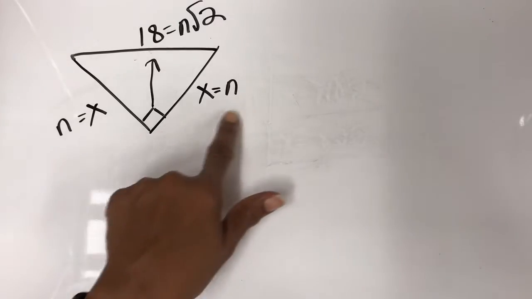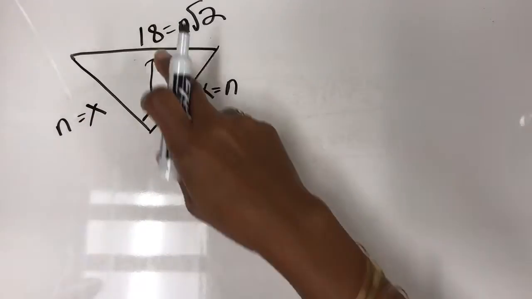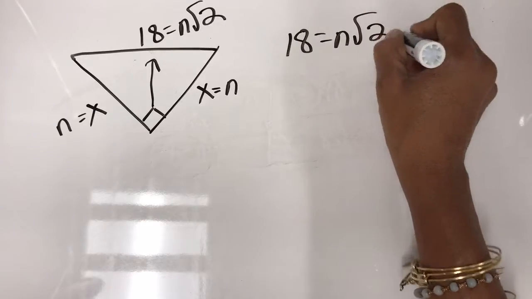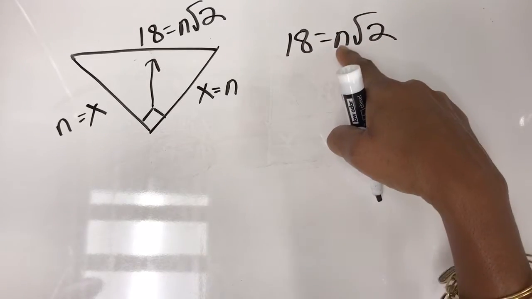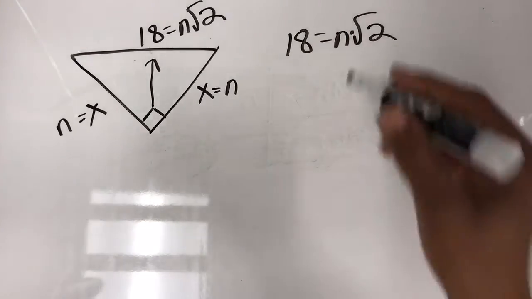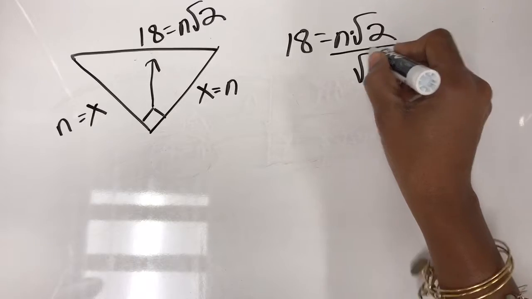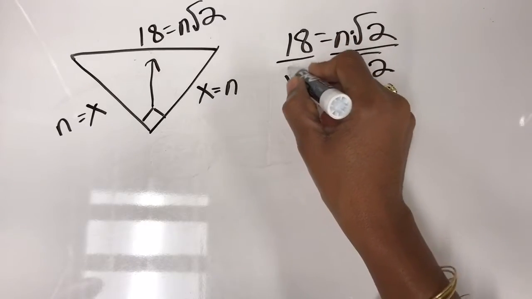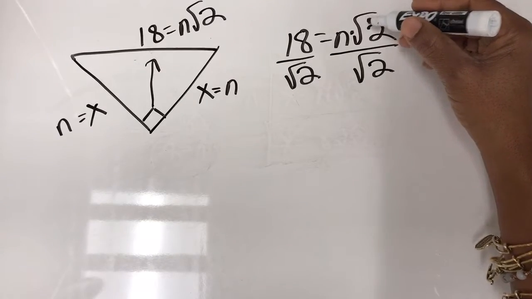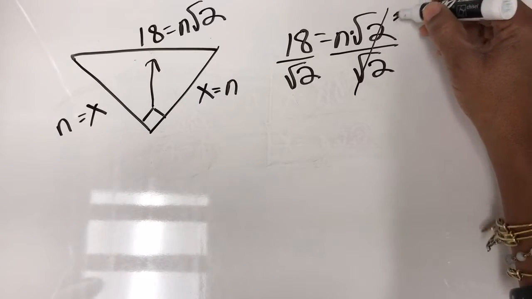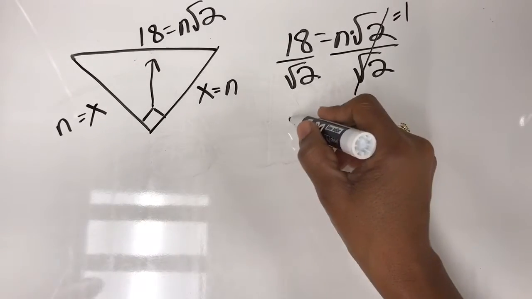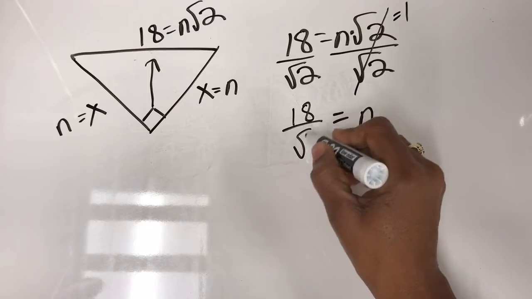So where do I have enough information to start? This one has 2 variables, this one has 1 variable. I can solve for this one. So 18 equals n square root of 2. I don't want n square root of 2, I only want n. There is an invisible multiplication sign right there, so I'm going to do the inverse and divide by the square root of 2. What I do to one side, I must do to the other. n square root of 2 over square root of 2 is equal to 1, so I can cancel that out. I'm left with just n, and over here I have 18 over square root of 2.